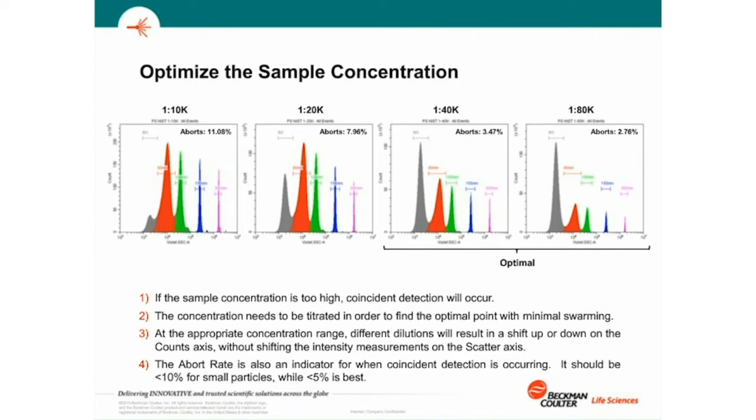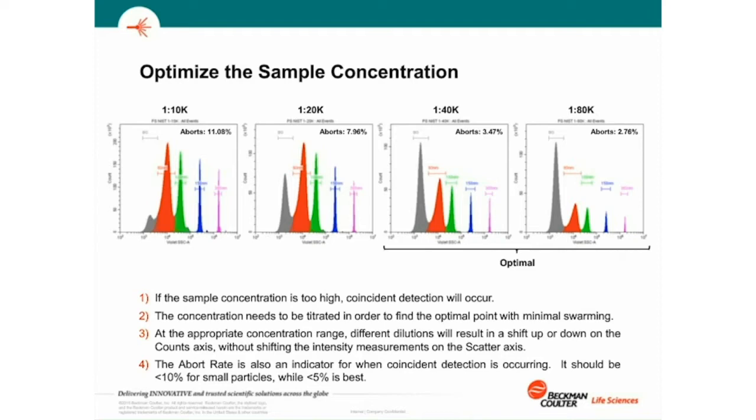In these plots on the far left, one example is the doublet populations that you can see in between the different histogram peaks. As the concentration is decreased, such as towards 1 to 40,000 in this case, and 1 to 80,000, these doublet populations go away. Then you have the population peaks decreasing in numbers, but not changing in intensities. So these are the optimal settings.